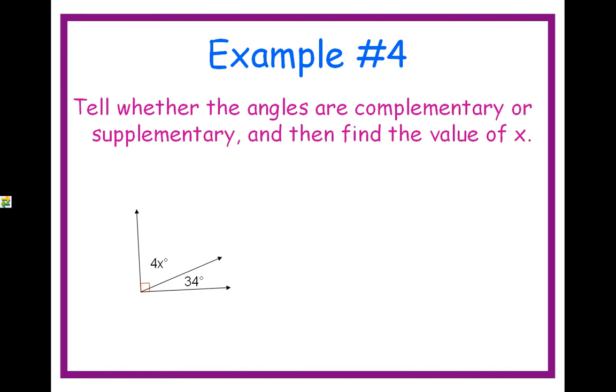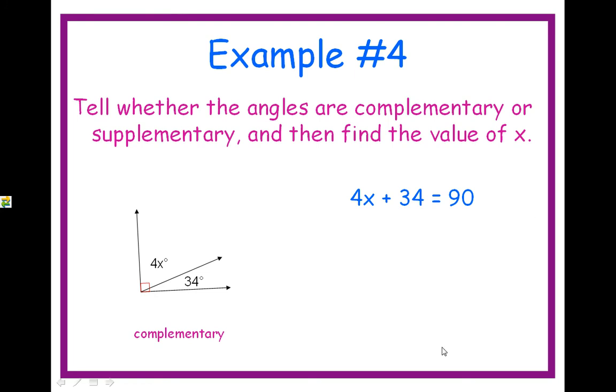Example number 4. Tell whether the angles are complementary or supplementary, and then find the value of x. So we see that this here has the red square, which means that they are complementary because they add up to be 90 degrees. So to find the value of x, you have to add the angles together for 4x plus 34, and if you add them together, they will equal 90 degrees because they're complementary. So we set up an equation.